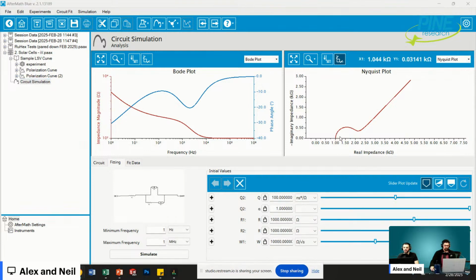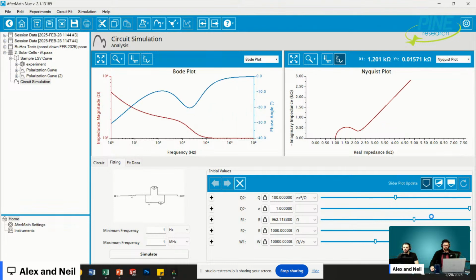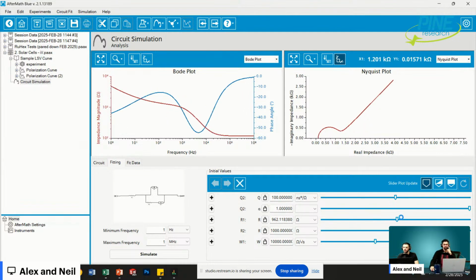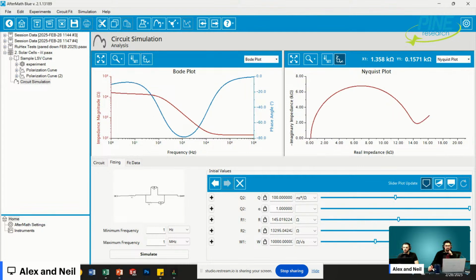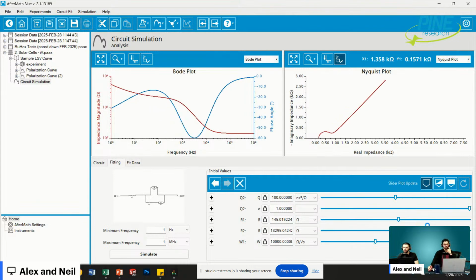The R1 is the x-axis intercept. So R1 is 1,000 right now. You can see if I make it smaller, the whole thing moves left or right. So the uncompensated resistance shows up as the x-intercept of the whole plot, basically, on the Nyquist plot, on the right plot here. You can see how changing that moves that around. The charge transfer resistance is the width of the semicircle. So R2 is 1,000 right now. If I make this bigger, the semicircle gets bigger. If I make it smaller, the semicircle gets smaller. So that's proportionate to the charge transfer resistance.